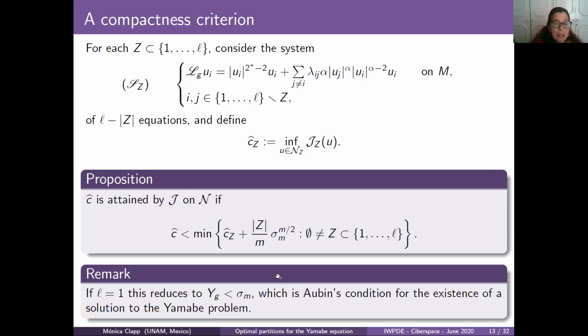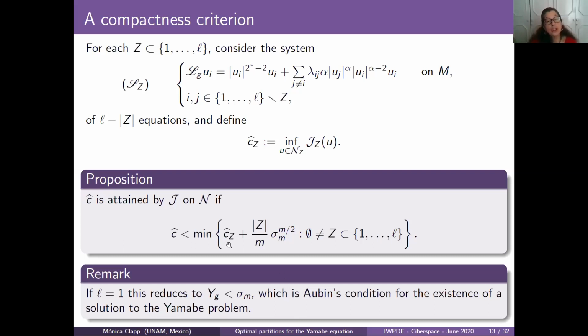And in fact, if you take only one equation, if you don't have a system, you just have L equal 1, so then you have the Yamabe equation, and this reduces to the condition that was given by Aubin. The condition of Aubin says, if the Yamabe invariant of the manifold is strictly smaller than the Yamabe invariant of the sphere, then there is a least energy solution to the Yamabe equation. So this proposition just generalizes the criterion given by Aubin.